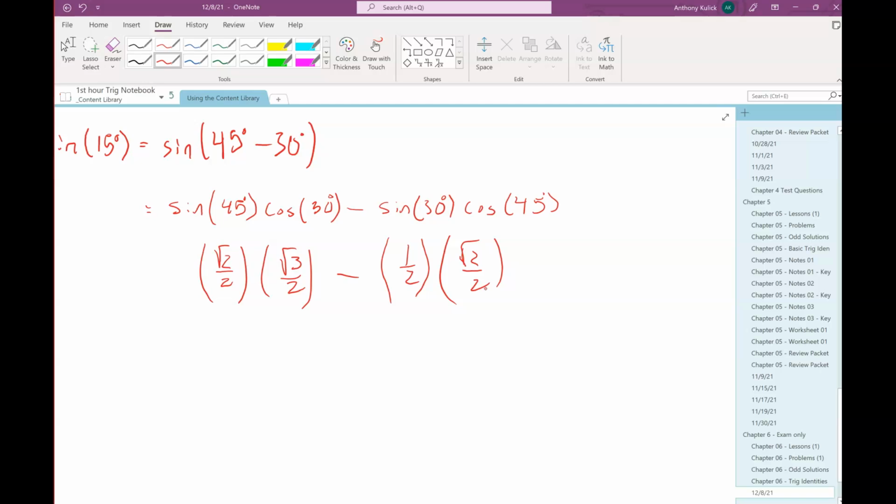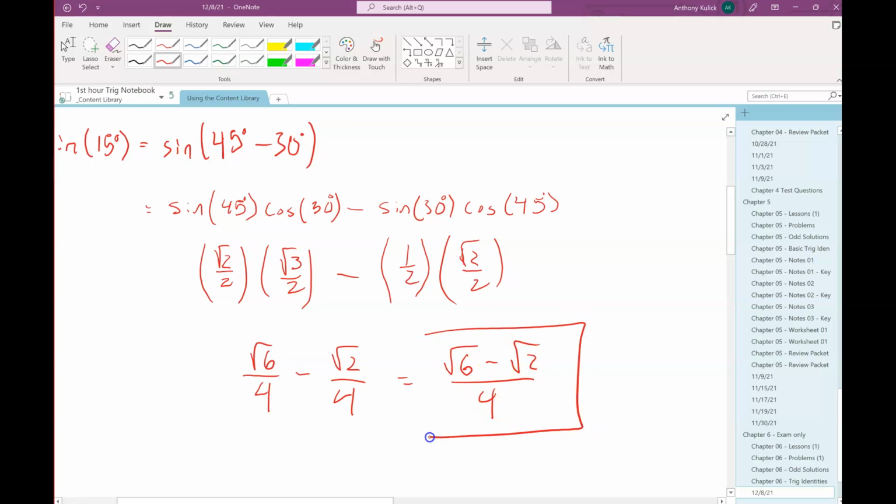I go ahead and multiply these fractions. To multiply fractions, we just multiply straight across. So root 2 times root 3 is root 6, and 2 times 2 is 4. 1 times root 2 is just root 2, and then 2 times 2 is 4. And since these have a common denominator, I could really write this as a single fraction. But remember from last year, we cannot combine different kinds of radicals through addition and subtraction, so that's as good as we can do.